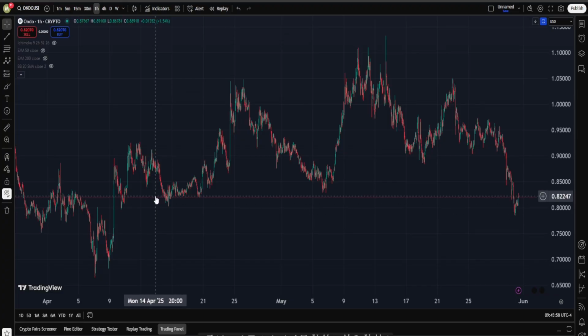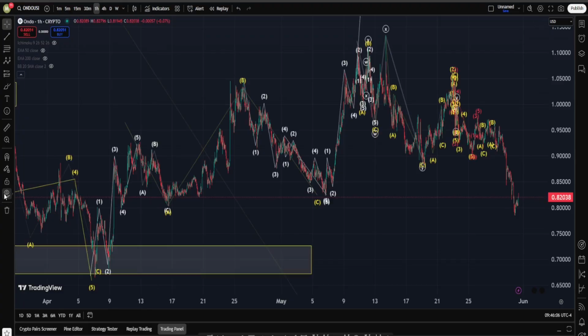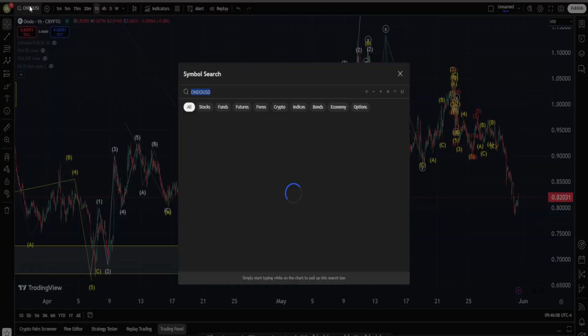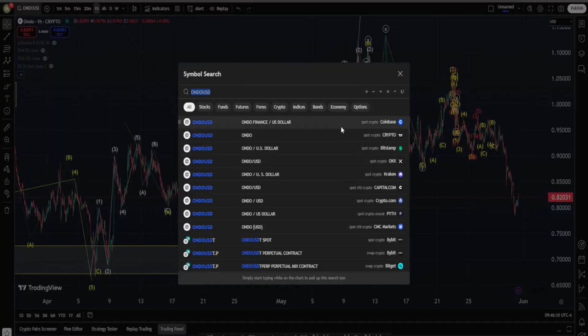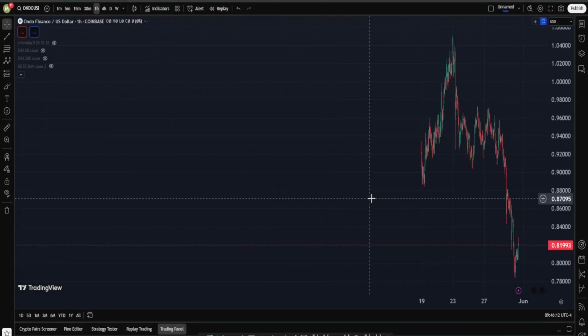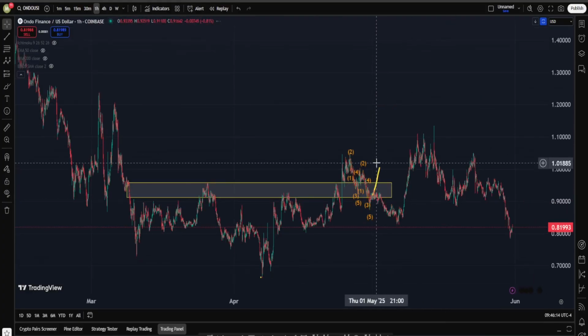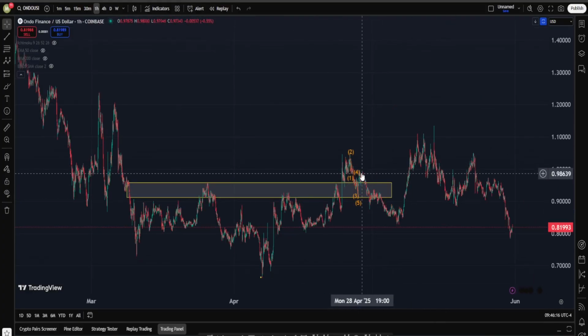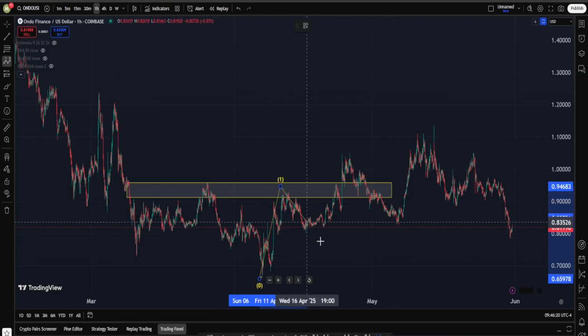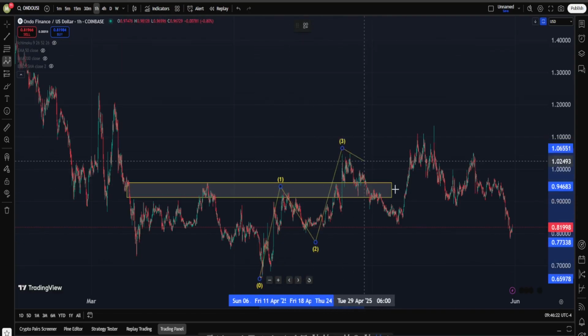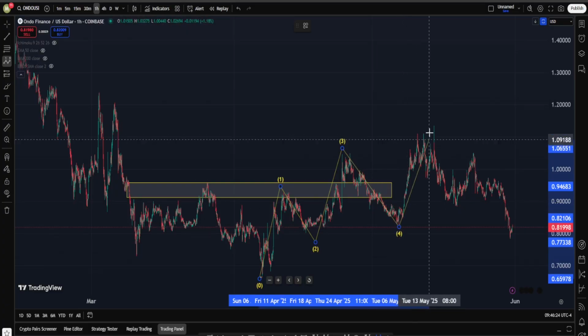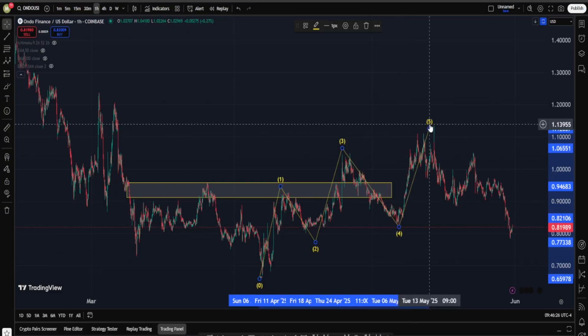Number 1, either we are going to have a leading diagonal in the form of a wedge, which we don't have, I promise you, or maybe an expanding leading diagonal. Let's go to a less busy chart so we can see the candles a bit better. Let's hide everything, starting from the lowest low, 5 waves up into a wave 1, correction for wave 2, another move up into wave 3, correction for 4, and yet another move on the upside into wave 5.